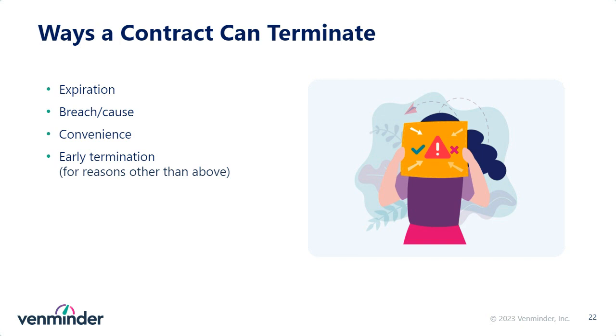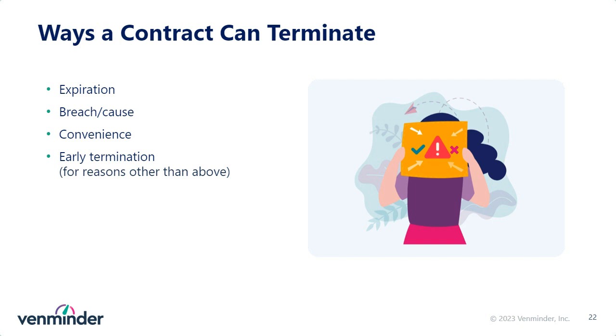It could terminate because of breach or some other cause, and likely there's language around the non-breaching party having a cure period, typically of around 30 days. So in the event that that cure period isn't satisfied, then there is a right to terminate due to breach or cause. Some contracts can include contract language for convenience termination.